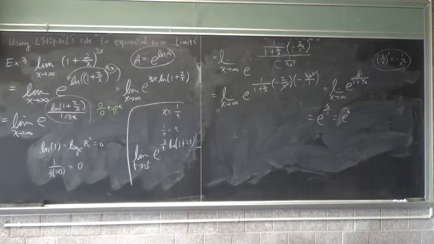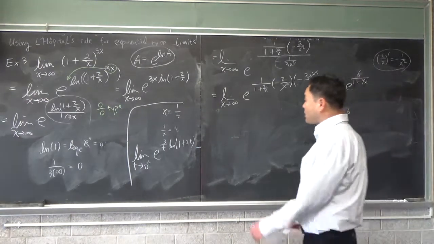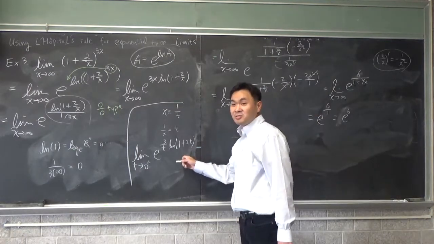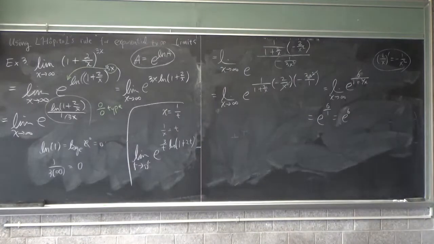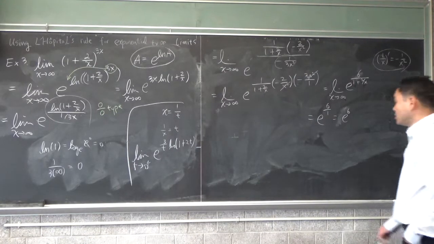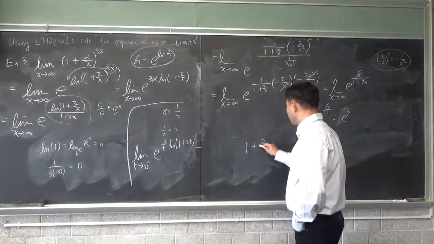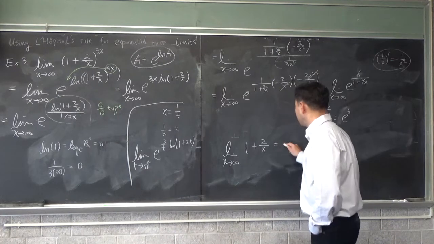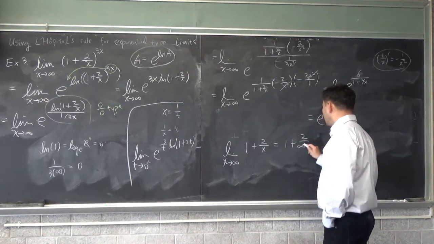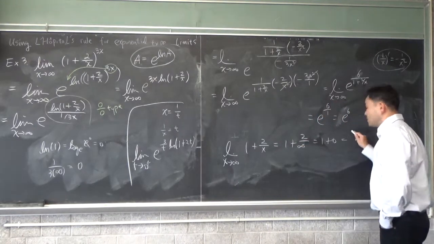Now, I can't do the other case because I don't have time, but please try this. This is a lot easier to differentiate. Yes? If it's 1 plus 2 over x, and you plug in infinity for x, how would that equal 1? Oh, because 1 plus 0 came out. Okay?